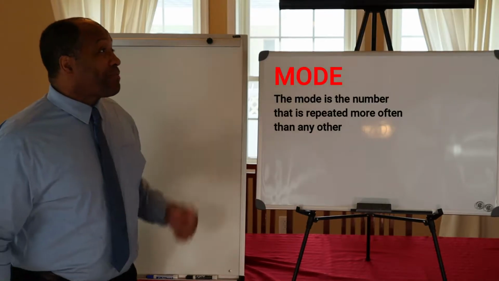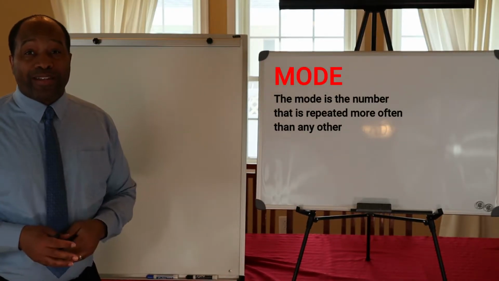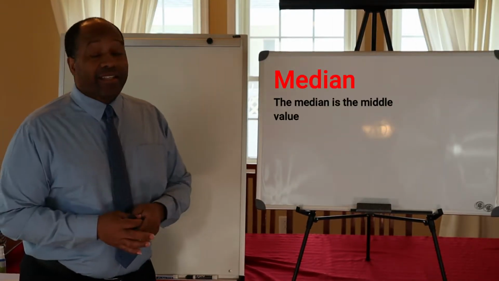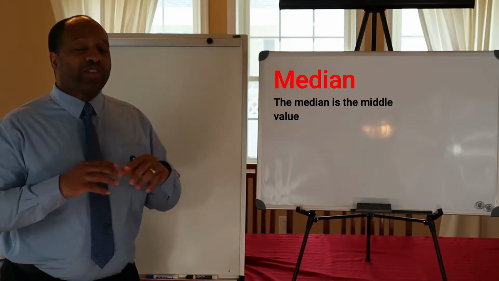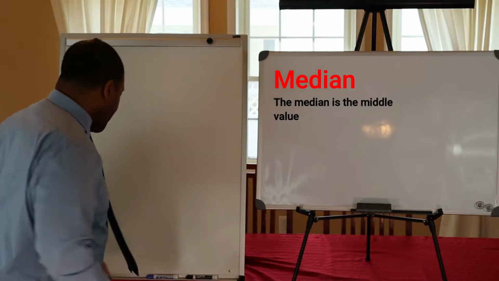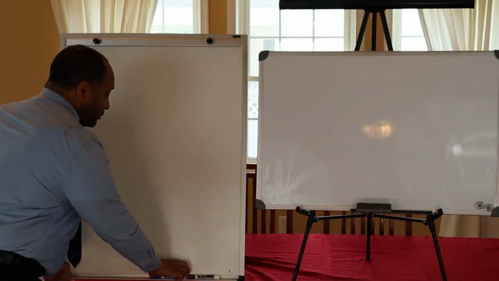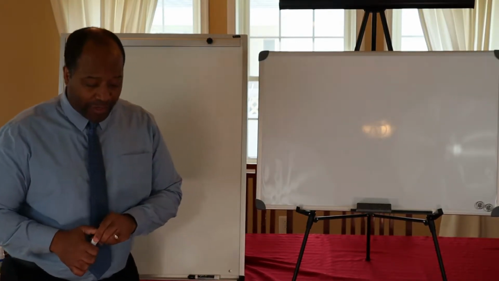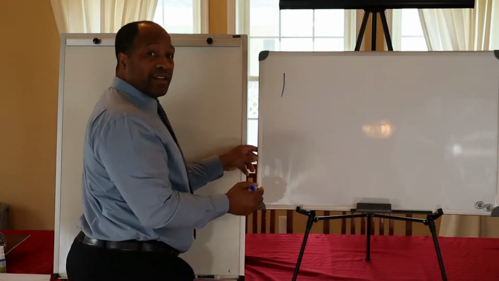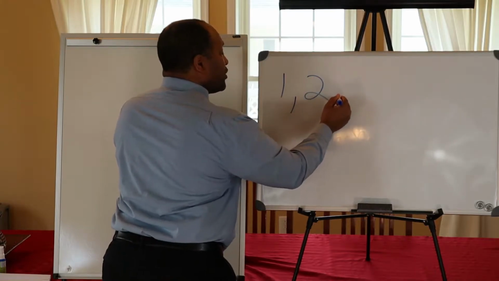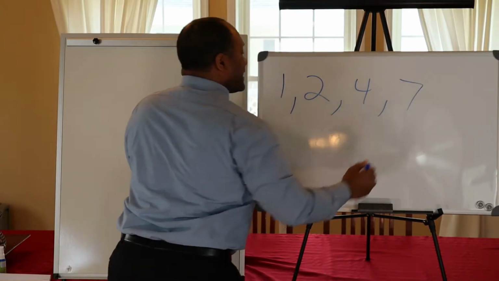Again, we're looking at mode. Mode is the most frequent number. Median is not the most frequent number, but it's pretty much when you take a set of numbers and put them in order. So let's check this out. I'll start off with some basic numbers. I'll start off with a 1, okay? And we got a 2, a 4, and a 7.